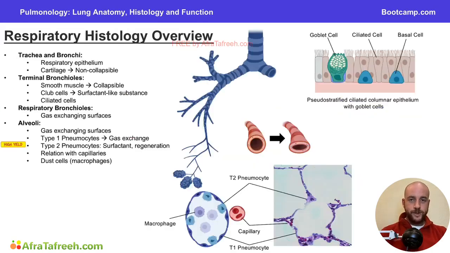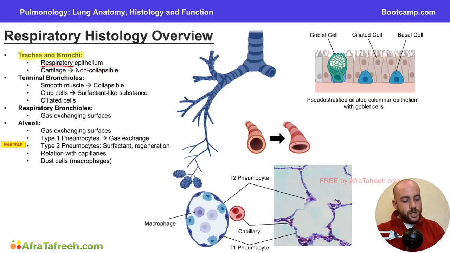All right, let's move on to some respiratory histology. We'll start off by talking about the trachea and the bronchi. The trachea and the bronchi have a special epithelium called respiratory epithelium. And the respiratory epithelium has a special description to it.